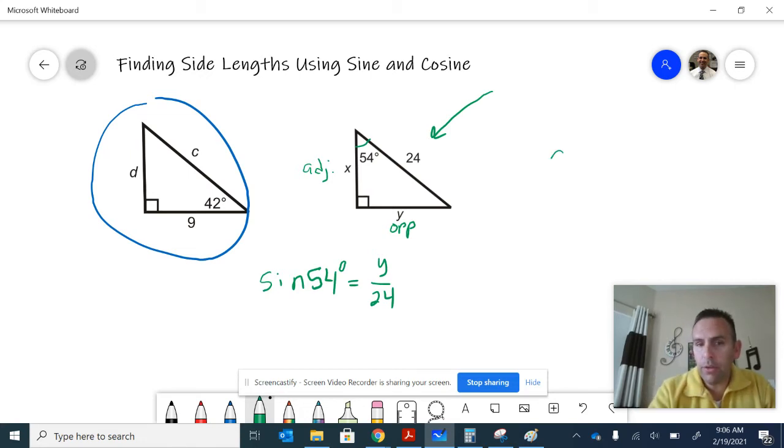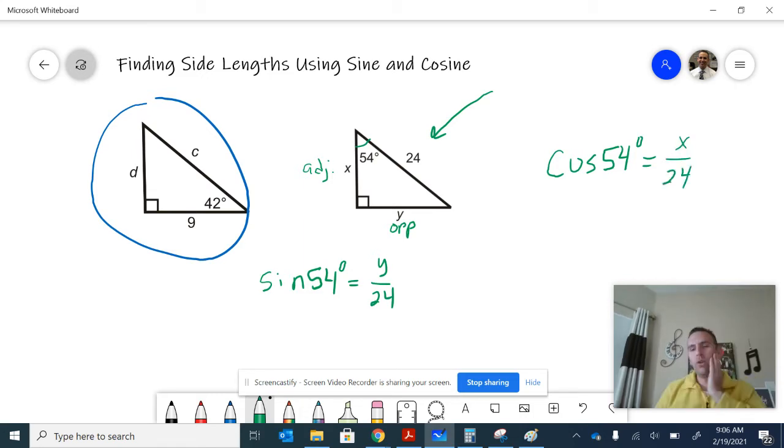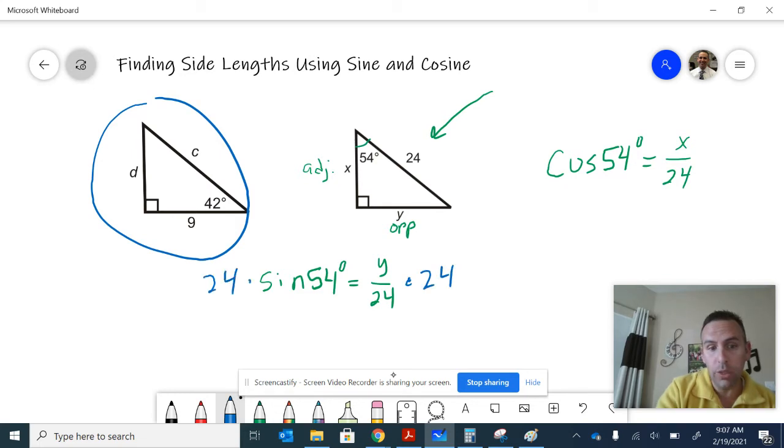I'm going to write that over here. You could put the cosine of 54 degrees is equal to the adjacent side, which is labeled x, over the hypotenuse of 24. Well, when you're given the hypotenuse, it's just one step. You're just one step away from solving these equations. And that one step would be to multiply both sides by 24. And when you do that, these simplify away and you find the value of y.